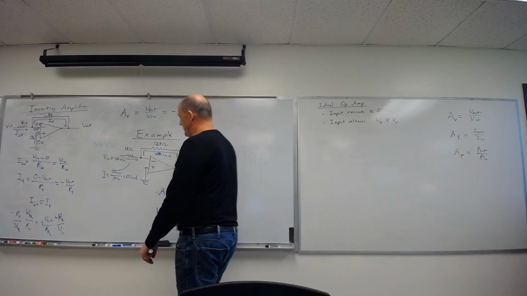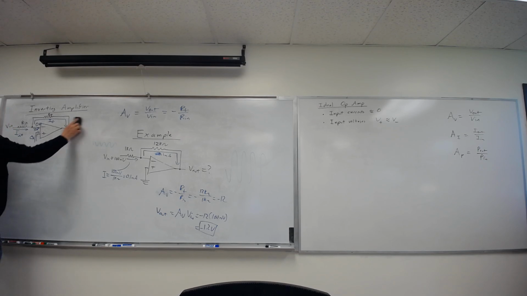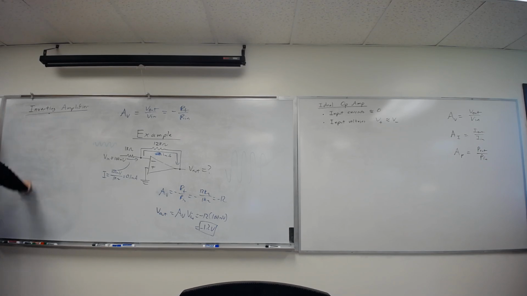That's my inverting amplifier. Now what I'm going to do is my non-inverting amplifier. So I'm going to erase this stuff I have right here, and I'm going to change this. Non-inverting amplifier. On top, I'll put the non-inverting input. I'll go straight into it.